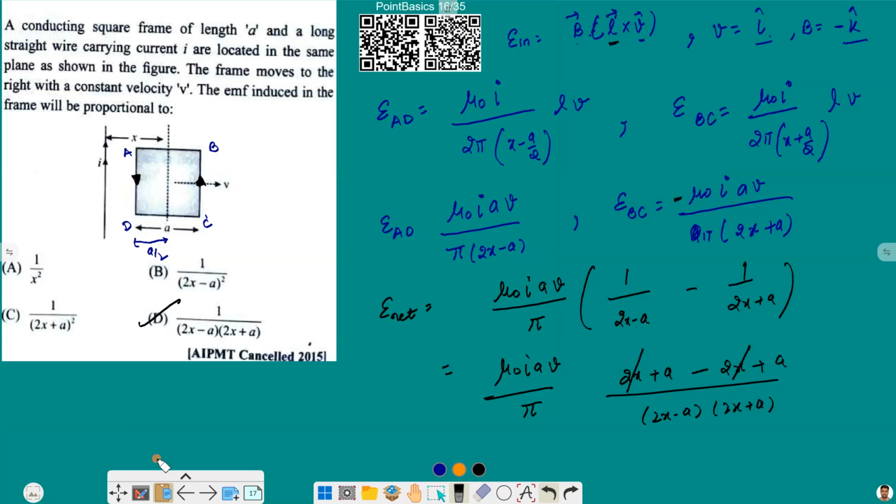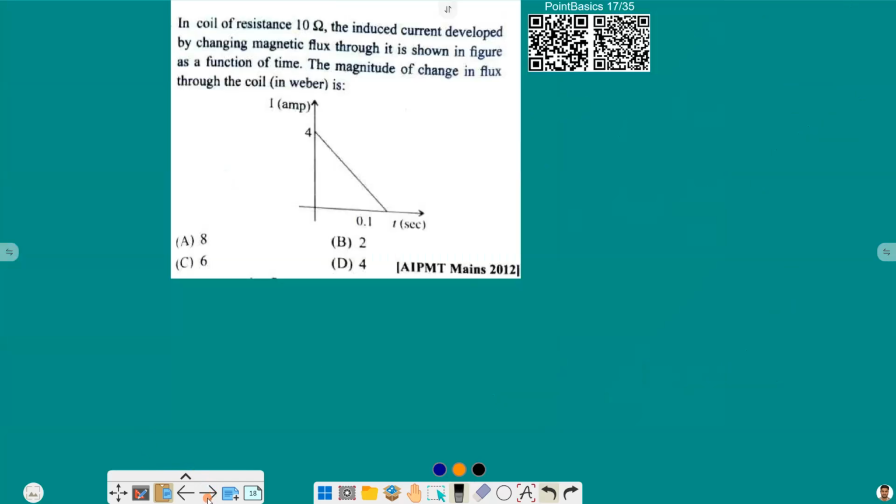Now let's move to the next one. A coil of resistance 10 ohm has an induced EMF developed by changing magnetic flux through it. We have been given a graph of current versus time and we have to find the magnitude of change in flux, delta phi.